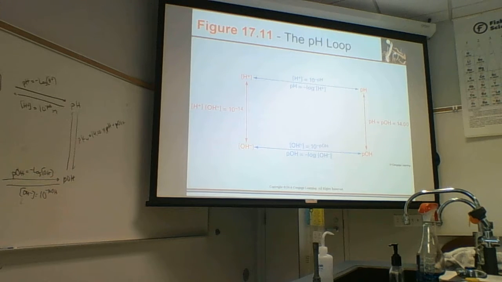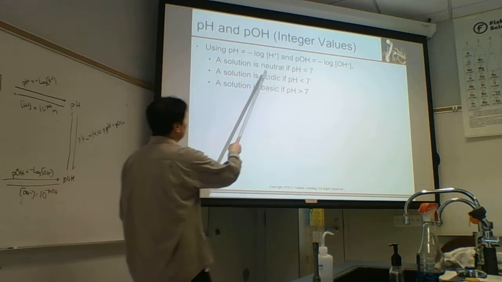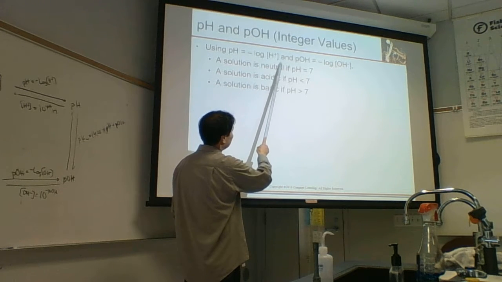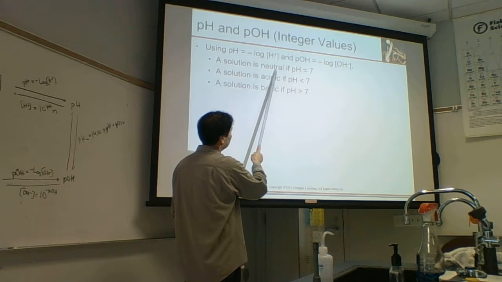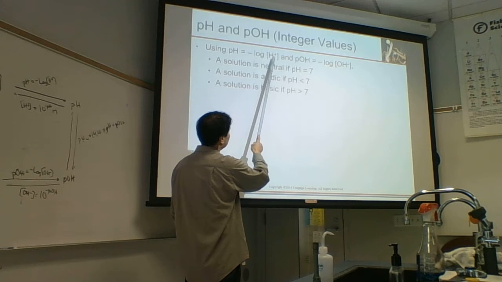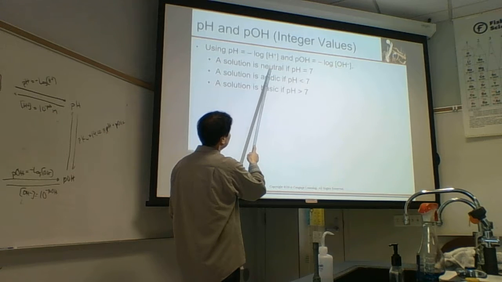So when we look at the pH, this is significant. And so in pure water, what is the concentration of H plus? In pure water, the concentration of H plus is 1.0 times 10 to the minus 7 molar. Minus 7 is the power. And so in pure water, we take the negative of the power, and this gives us 7. So the pH is 7 in pure water. That's what we call neutral.